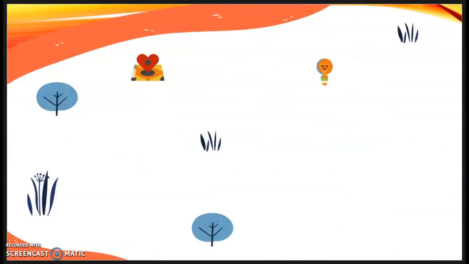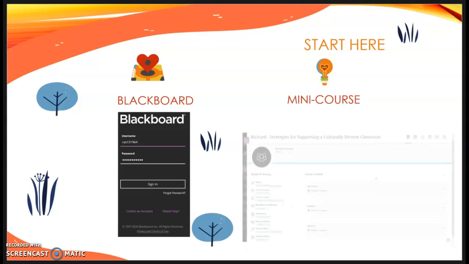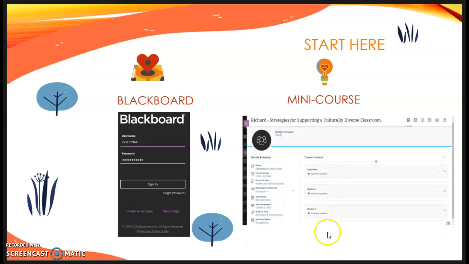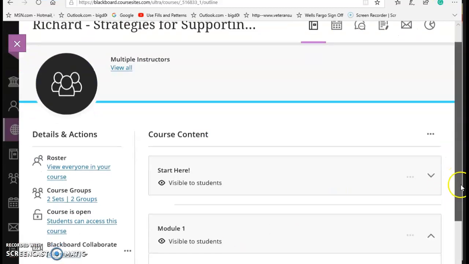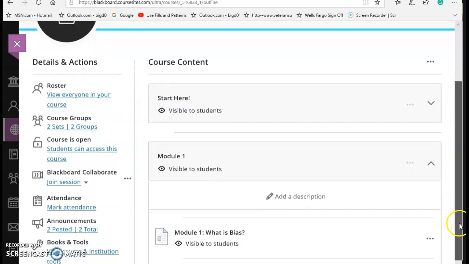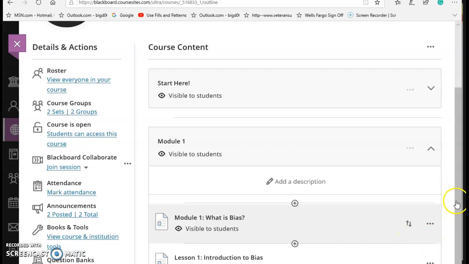We'll be beginning with the technology that we'll be using, so we're going to start here. The course is in a system called Blackboard, in which case you will have to sign in. Once you open the mini course, you will be able to observe on the right-hand side the two modules. Module 1 will be discussing what is bias, introducing you to bias.